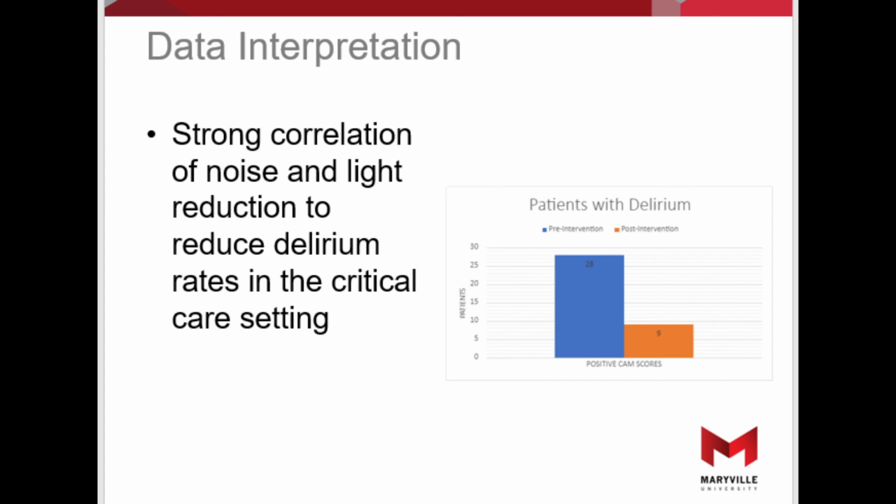Data interpretation. Again, we just found strong correlation of noise and light reduction to reduce the delirium rates in the critical care setting. The observed outcomes far exceeded the expected delirium reduction rate of 10%. When considering the consequences of any study, the results need to be correctly interpreted. This study removed patients currently requiring mechanical ventilation due to medications needed to obtain the mechanical ventilation. These medications have significant sedation effects and can alter mental status. So these patients, as I previously talked about, they were not included in this sample size.